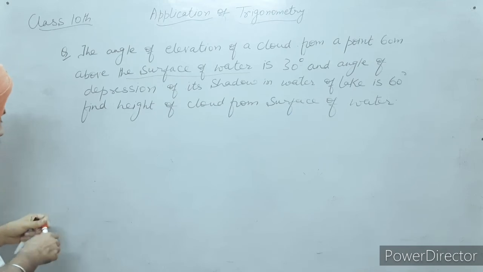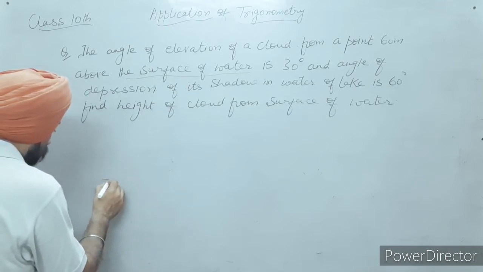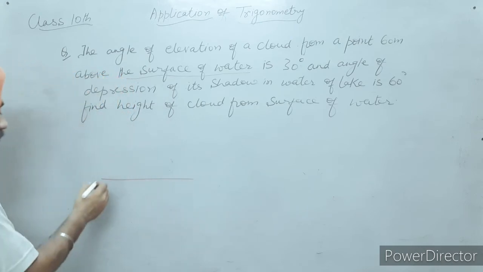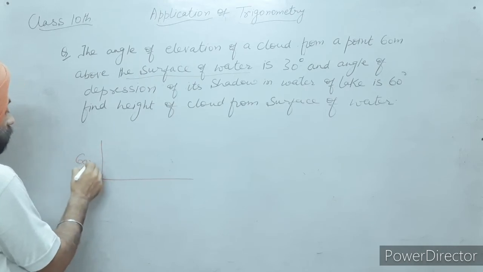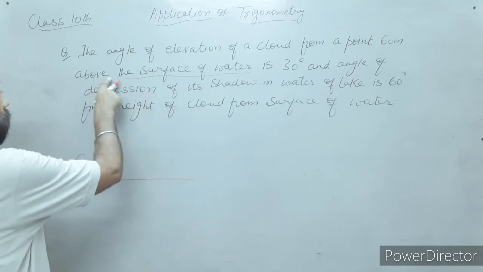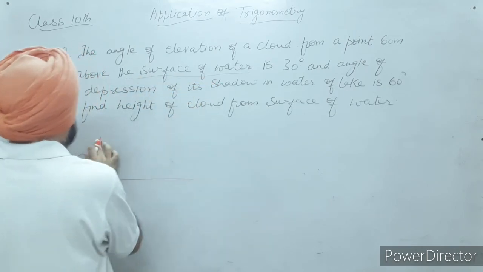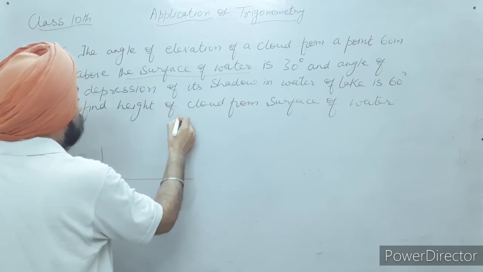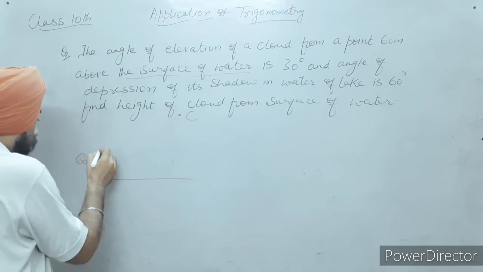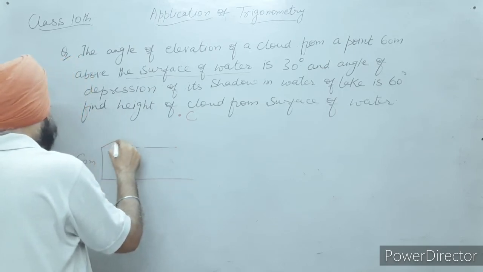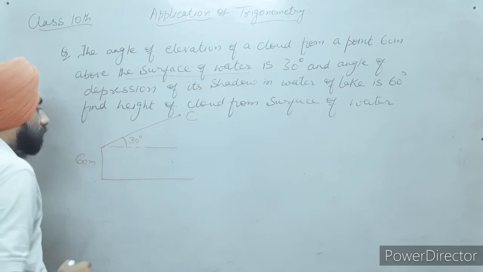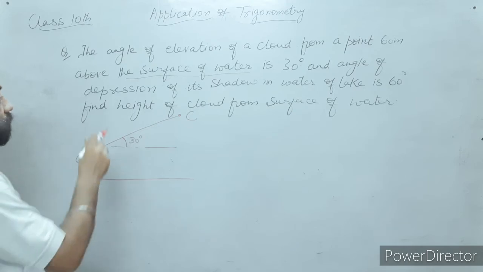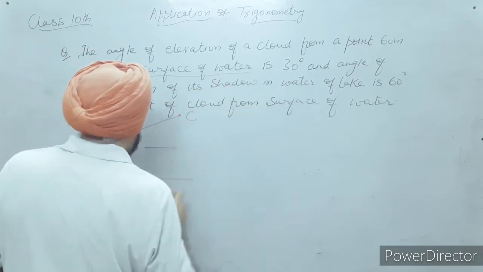Now let me say this is the surface of the water. This is lake, say this is the surface of the water, right? Now this is 60 meter high above the surface of the water. This is the cloud, say C, right? From here, the angle of elevation of the cloud is 30 degrees, right? And angle of depression of its shadow in the water.